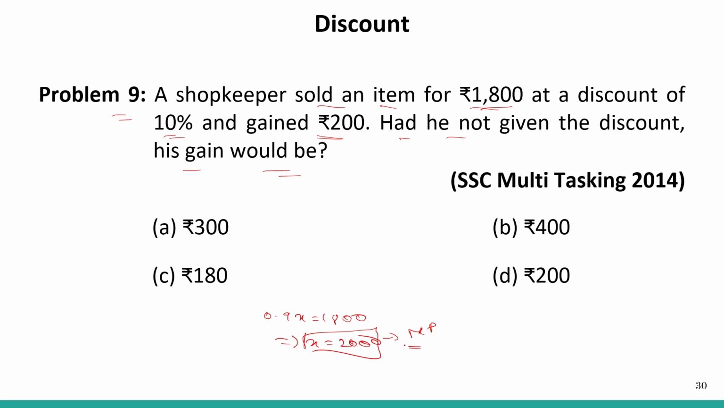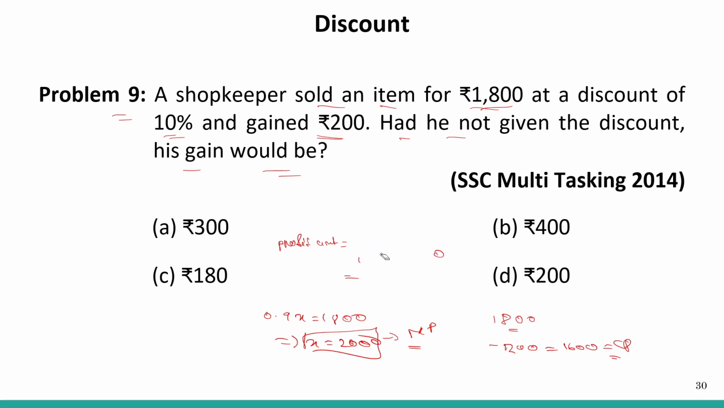Okay, but he gained 200 even after giving a 10% discount. He gained 200. So he sold it for what? 1800, right? So 1800 minus 200 is equal to 1600, which is the cost price, right? So the cost price is this much. So if he had not given any discount, then the profit amount would have been 400 by the cost price, that is 1600, into 100, so this is equal to 25.